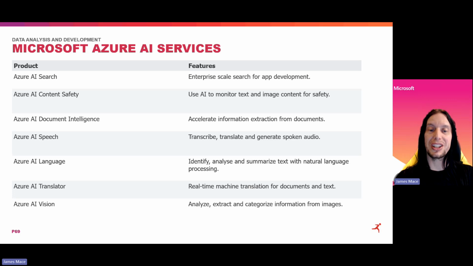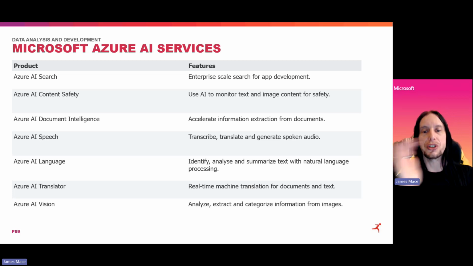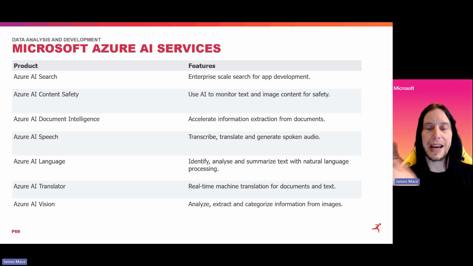Additional document intelligence, extracting information out of content, speech, so everything related to spoken audio, translation, transcribes, that sort of thing. Language, which is summarization and analysis using natural language processing. Translating, which is also very handy. And then lastly, vision, which is everything to do with images and analyzing and extracting detail out of images.